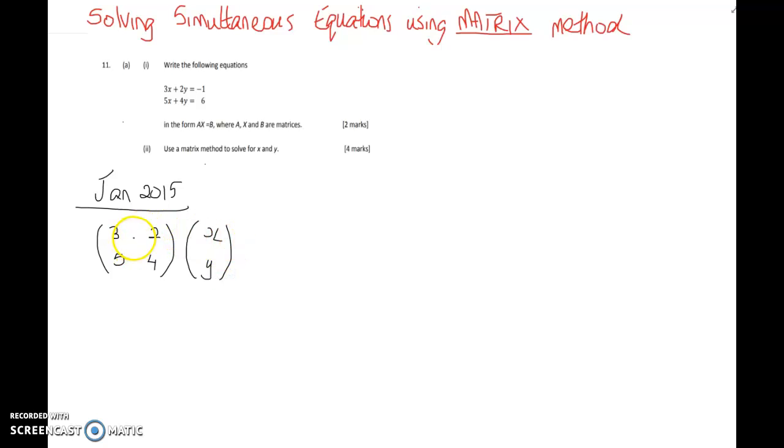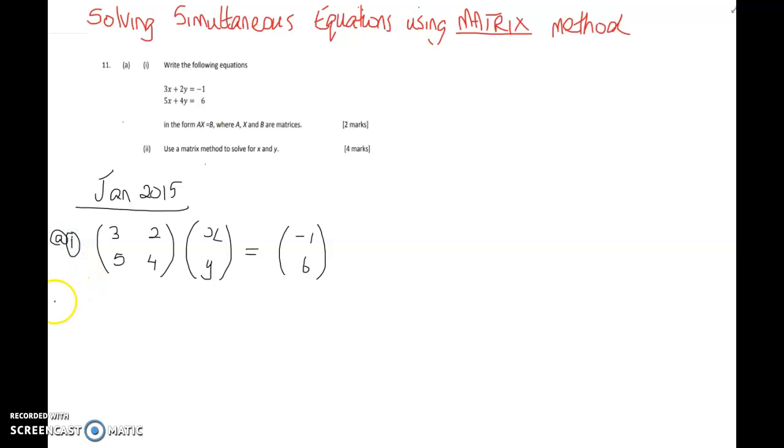And then we always multiply by x and then y. So the first matrix is the numbers you pull out that are before your x and your y's. And then your second matrix is always the two unknowns, in this case x and y. Let's put that equal to our second matrix, which is the two numbers that the two equations are equal to. So negative 1 and 6. So there we go. We have A part 1 done already, and that's where you get the 2 marks there, right?